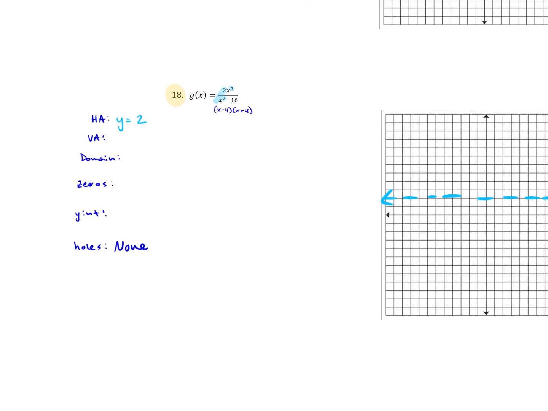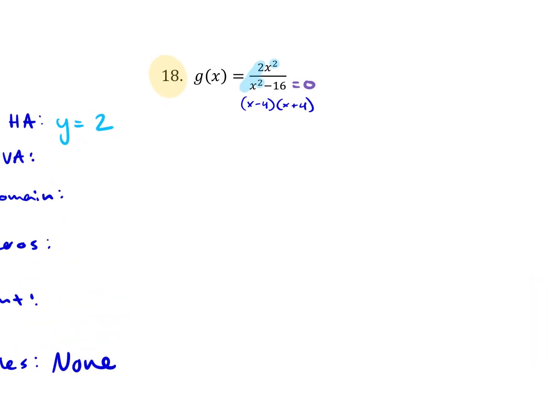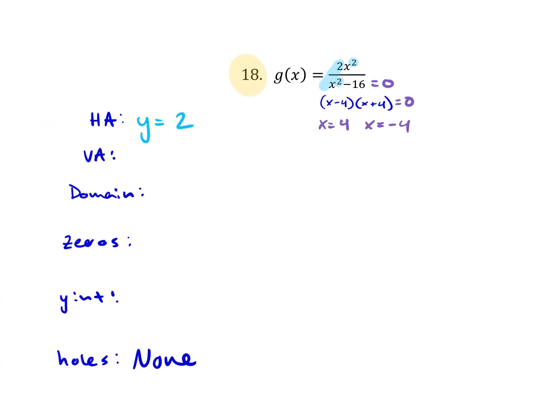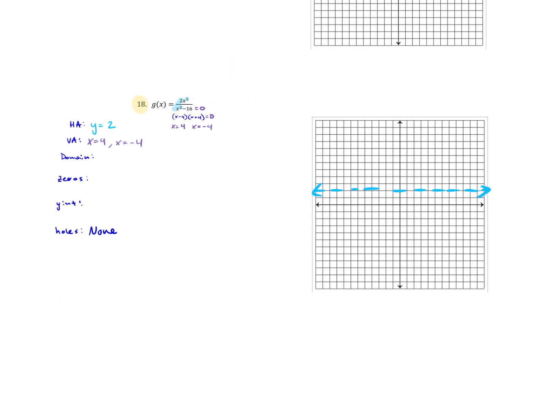How do we find our vertical asymptote? Set the denominator equal to 0. So when we set it equal to 0, we would factor it to solve. I already factored it in the first step when I was looking for holes, so I can just set this part equal to 0. So what does x equal? 4 and negative 4. Awesome. So x equals 4 and x equals negative 4. So I'm going to put a vertical asymptote through x equals negative 4 and 4.